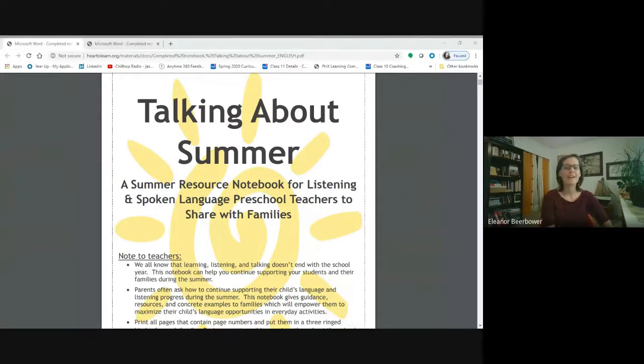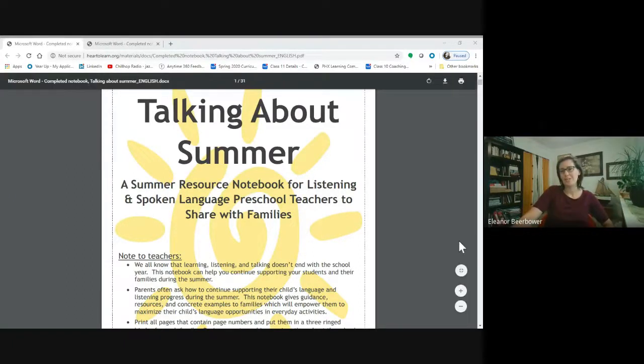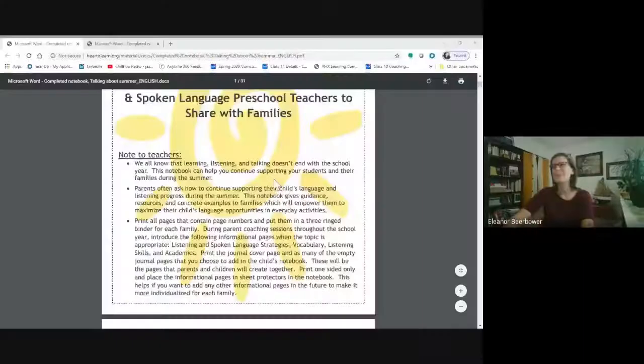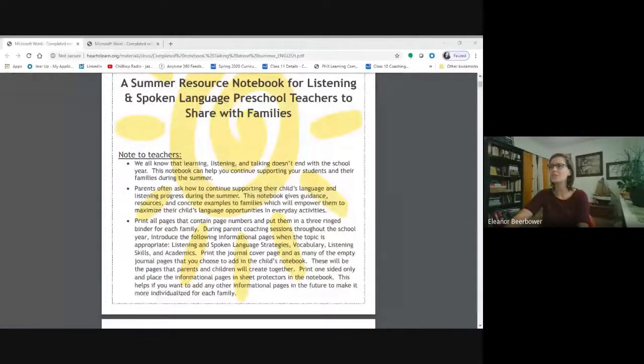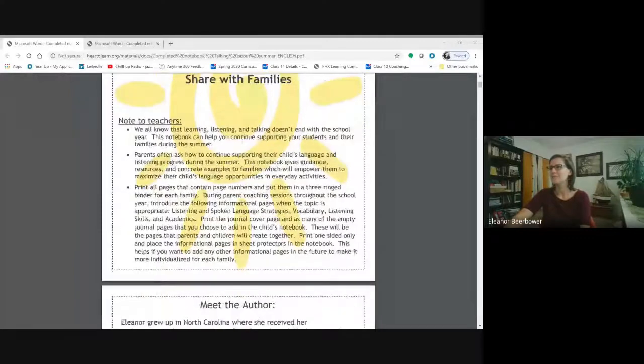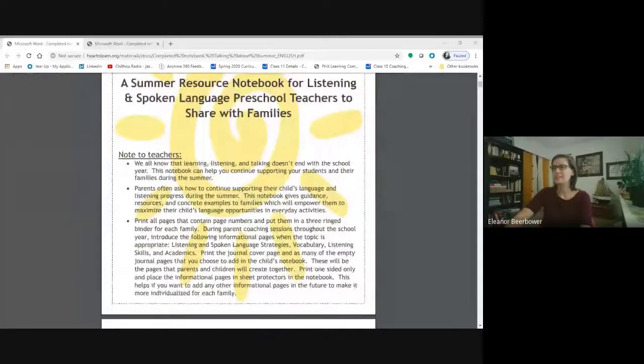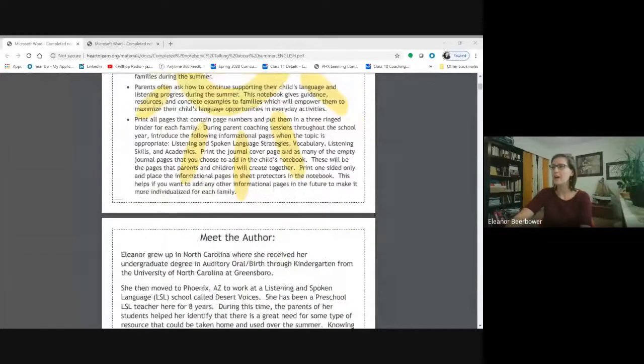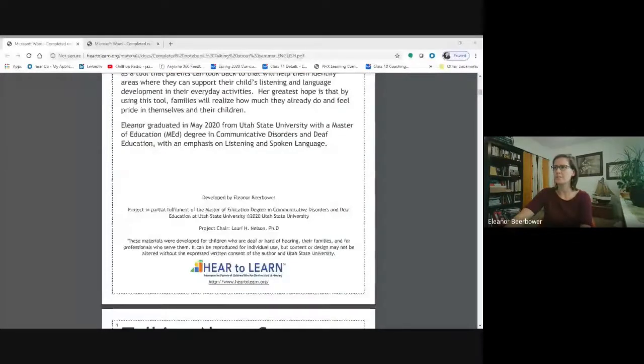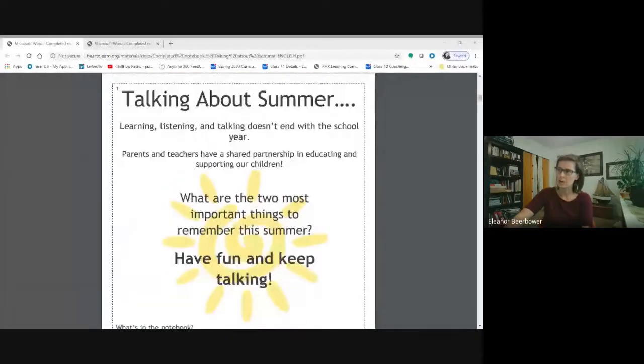Since you will all have access to the notebook, I'm not going to go into too much detail about every page, but I'm going to show you what's included. You'll see some information written to teachers really, but parents, you're the teachers, about how to print the notebook, put it together, what it's useful for. And then you'll see some information about me. And then the page 1, that it has a number, page 1 at the top.